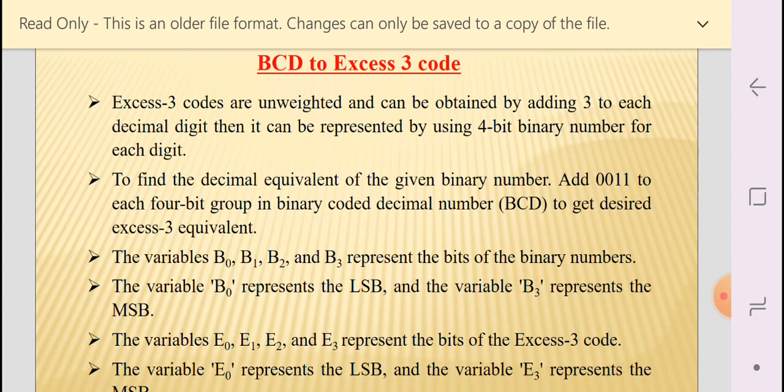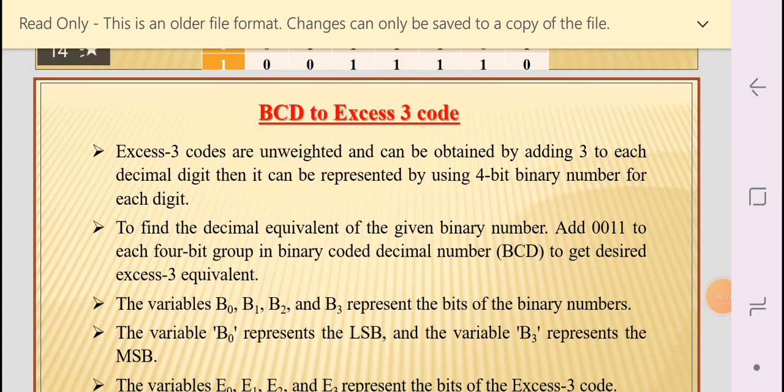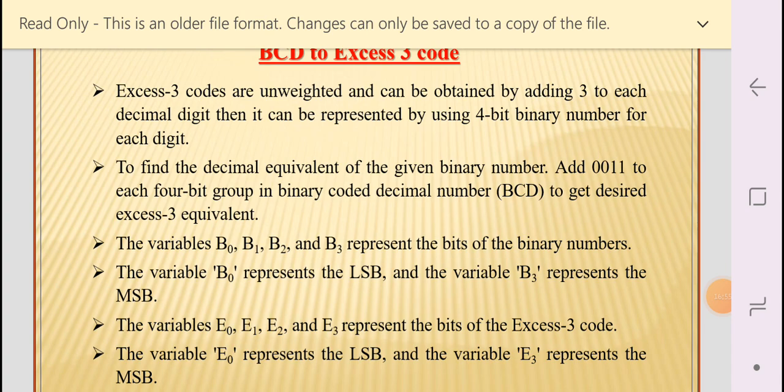Next one is BCD to XS3 code. Okay, BCD to XS3 code. First you have to know what XS3 code is and what BCD code is. BCD means binary coded decimal number. The difference between a binary number and a BCD number is that each digit of a number is converted into a binary number.